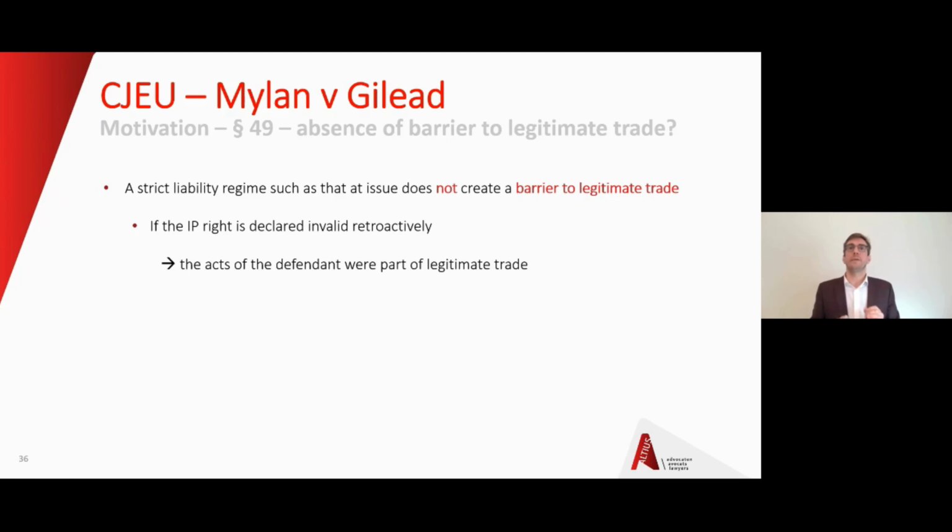Second question, is there then a barrier to legitimate trade or not? And the court says no. There is no barrier to legitimate trade in case of a strict liability regime, such as in the present case. Again, this reference to the present particular situation, because if the IP right is declared invalid retroactively, the acts of the defendant were part of legitimate trade. The defendant did not actually illegitimately act when trying to enter the market, because at that point in time there was actually only an invalid IP right.